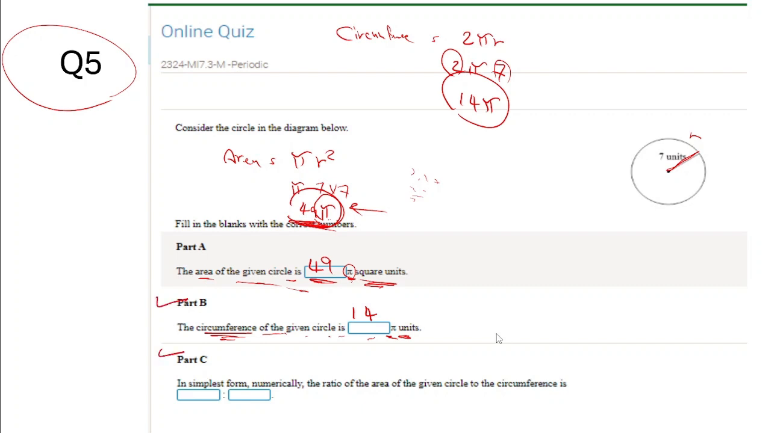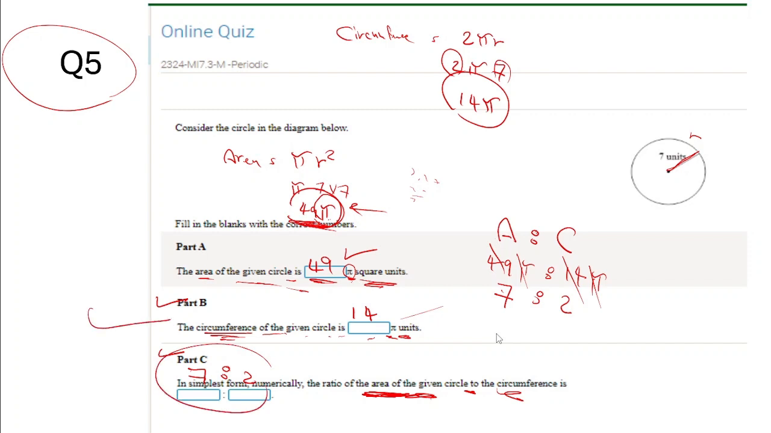In the simplest form, numerically, the ratio of the area of the given circle to the circumference, you want to know the ratio. So the area we got is 49 pi, and the circumference is 14 pi. So pi goes with pi, 7 over 2 times 7 equals 7, so the ratio will be 7 over 2. Very simple. He needs the simplest form, so this is the simplest form.